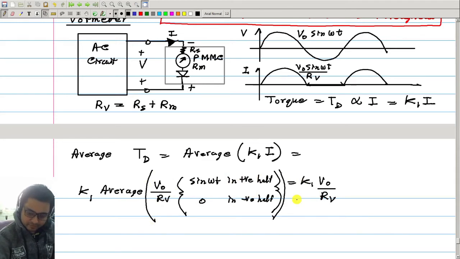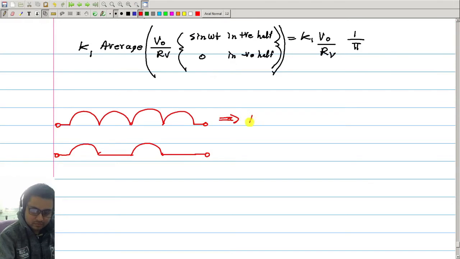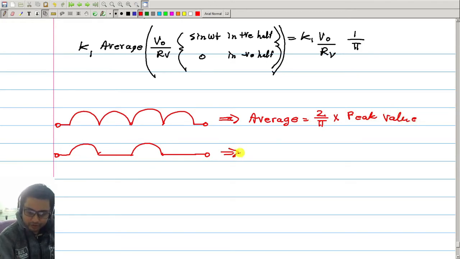How much will that be? Anyone? 1 by pi. The time interval is like 1 cycle, right? For this waveform, average value is 2 by pi multiplied by the peak value. For this waveform, yes, it will be 1 by pi. The average is 1 by pi multiplied by the peak value.